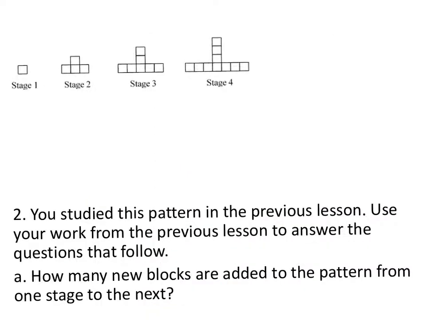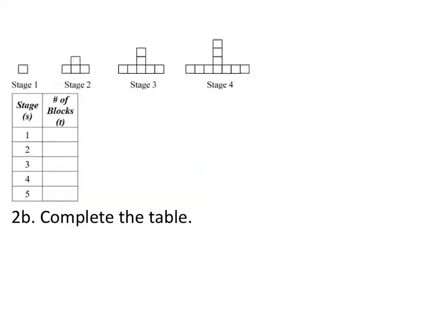All right, how many new blocks are added to the pattern from 1 stage to the next on this one? How many were we adding to this one? 3. Now for this particular pattern, we were adding 3 blocks for every 1 stage. Part B, we should be able to complete that table. So take 1 minute with your neighbor and finish that table.